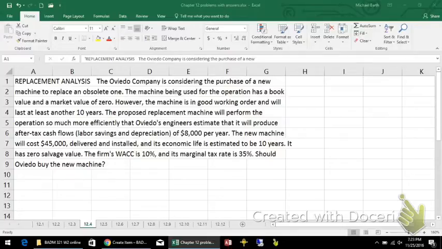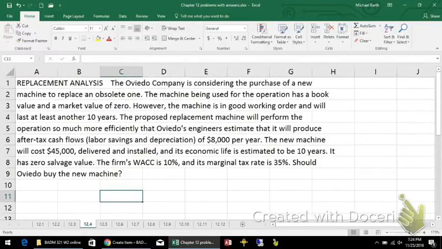The new machine will cost $45,000 delivered, installed, and plugged in, and it's got an economic life of 10 years and 0 salvage value. The 0 salvage value means there'll be no terminal values. If the weighted average cost of capital is 10% and the marginal tax rate is 35%, should they buy the new machine? Well, a lot of information you didn't need because they already did all the calculations for you.